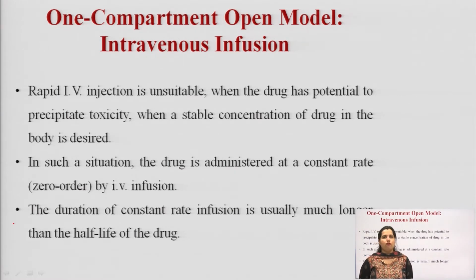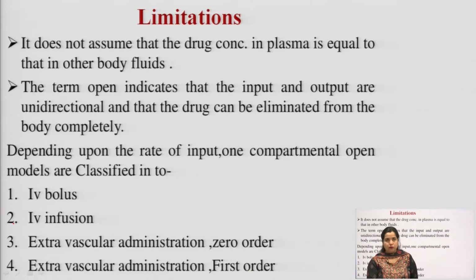The duration of constant rate infusion is usually much longer than the half life of the drug. In this case the plasma concentration profile will be constant at the end, because it is following zero order, concentration independent manner. Usually in IV bolus, first order kinetics is followed, but in IV infusion, zero order kinetics is followed.